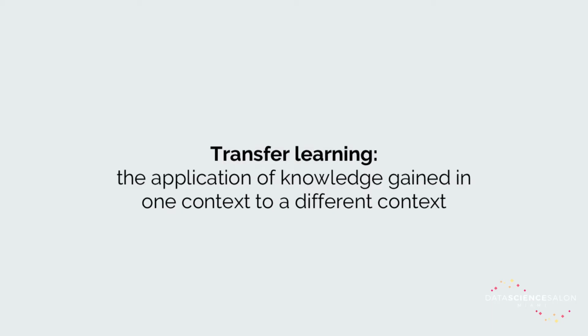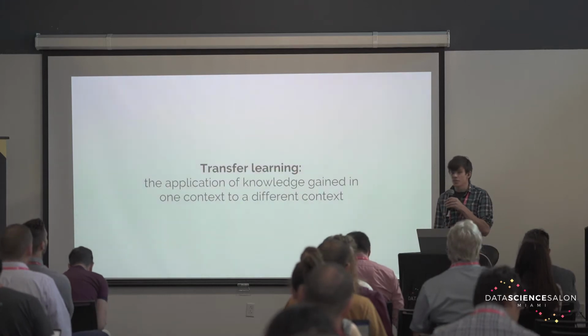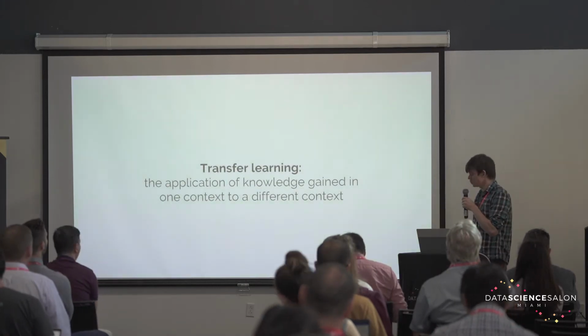Let's talk about transfer learning. First of all, what is it? Transfer learning is the application of knowledge gained in one context to a different context. You can talk about transfer learning in the context of human transfer learning. This is something we do all the time. We take some skill we've gained in the past and we apply some of the same moves to learn something new. But it's also something you can do in the machine learning community as well.